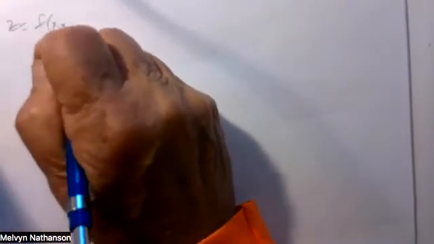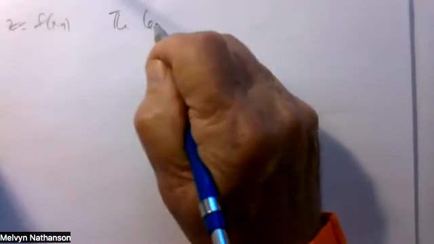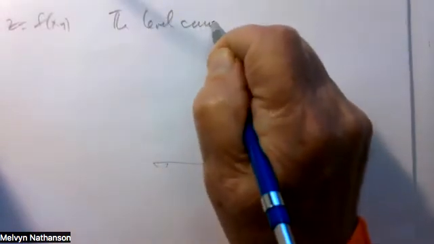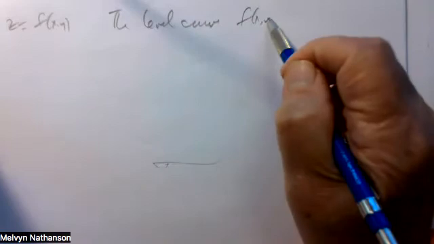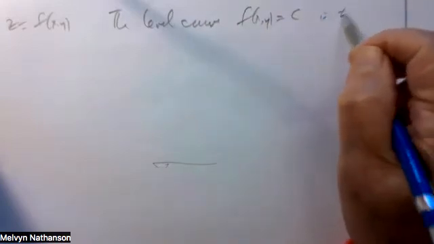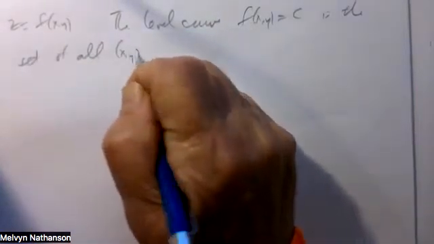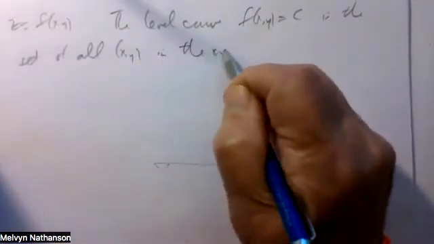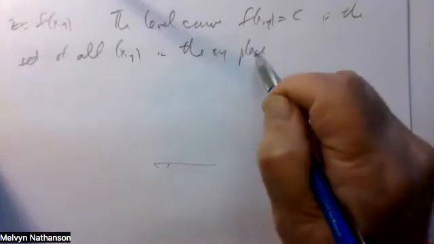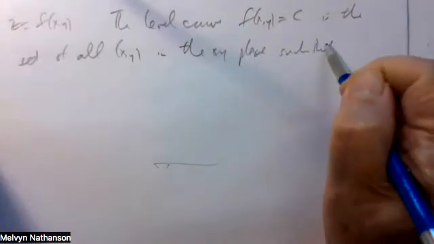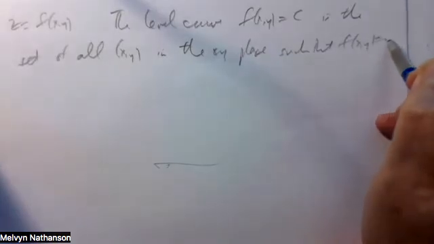There's another very useful piece of information about a function that comes from the gradient. So suppose we have a function z equals f of x, y. So what is the level curve? The level curve, f of x, y equals some number c, is the set of all points x, y in the xy plane such that f of x, y equals c.